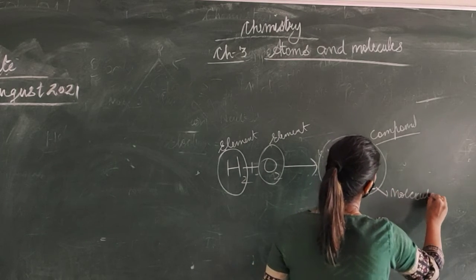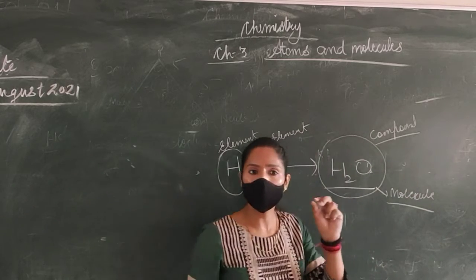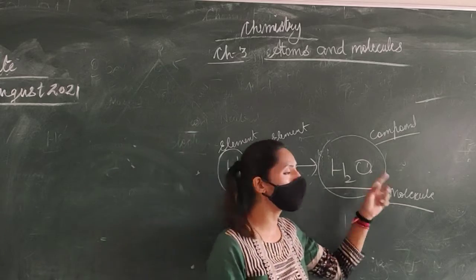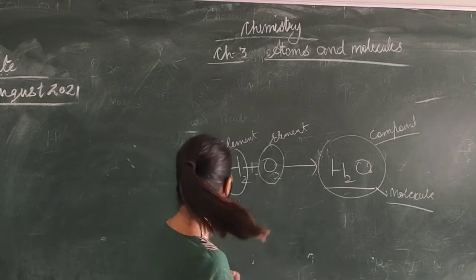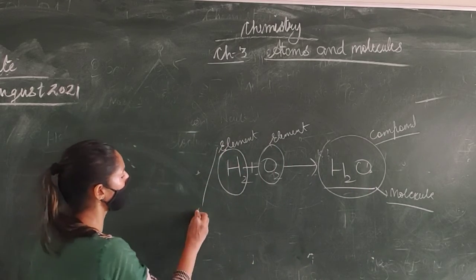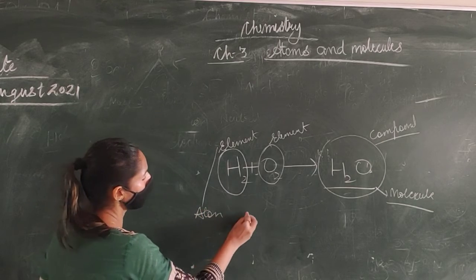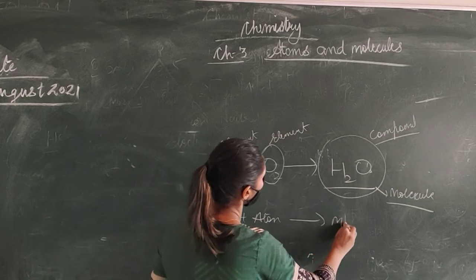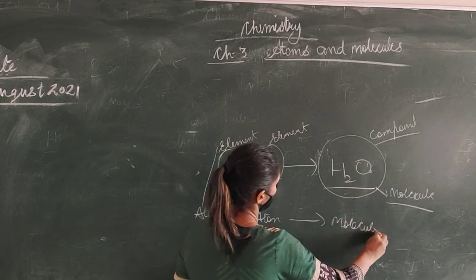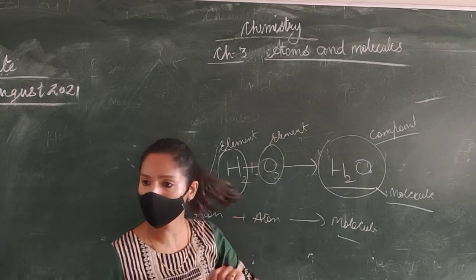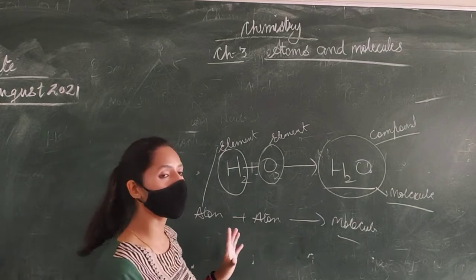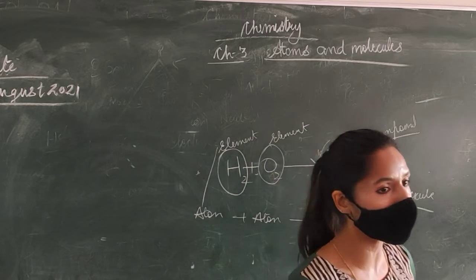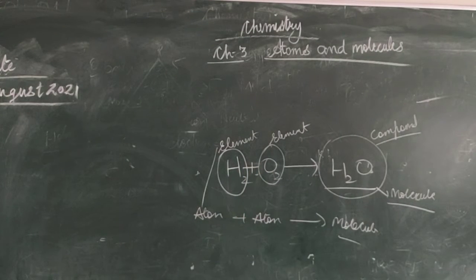That is, if we break a compound into the smallest particle we could, we will get a molecule at the end. And if we break an element into the tiniest part, we will get an atom at the end. So atom plus atom become molecule, because two elements combined form a compound. This is the difference between an atom and a molecule. A molecule has a definite formula, definite structure. That's why we call it a pure substance.